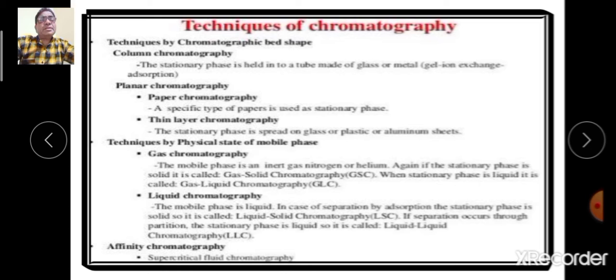In the techniques by physical state of the mobile phase, the first variety is gas chromatography and the second variety is liquid chromatography. In affinity chromatography, supercritical fluid chromatography is the technique.